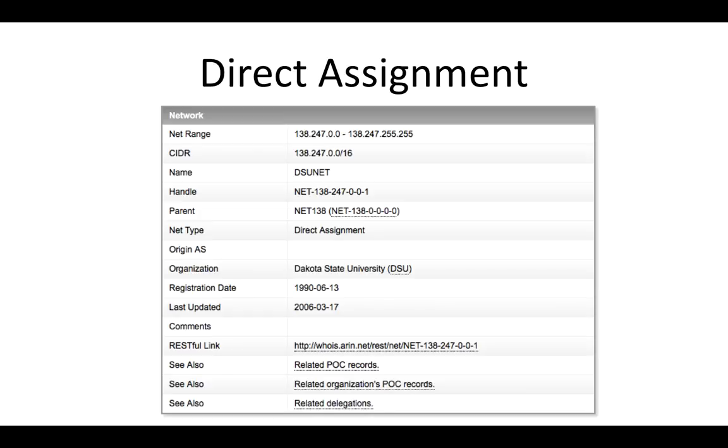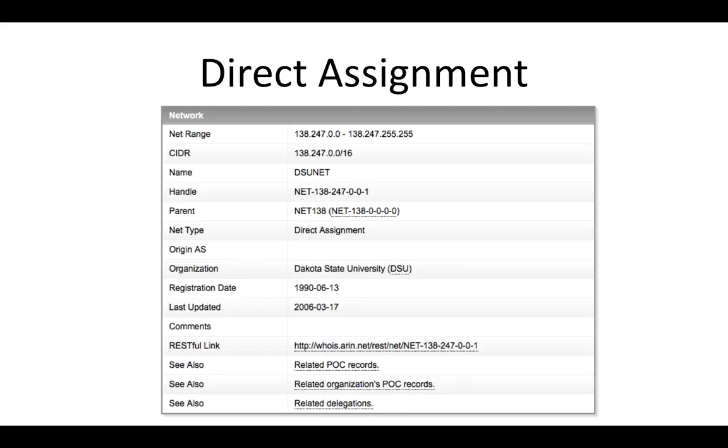DSU didn't get that Class B network from an ISP. As you can see underneath the net type, it's a direct assignment. So they went out, bought that block of addresses, assigned them to their equipment, and then negotiated and talked to those ISPs or those different service providers and said, this is our addressing scheme. You guys need to set up routes to connect to us.